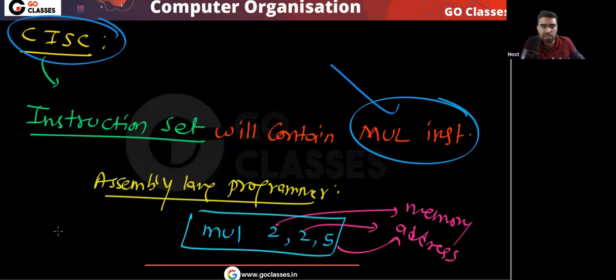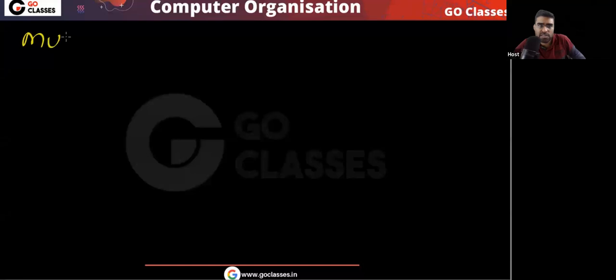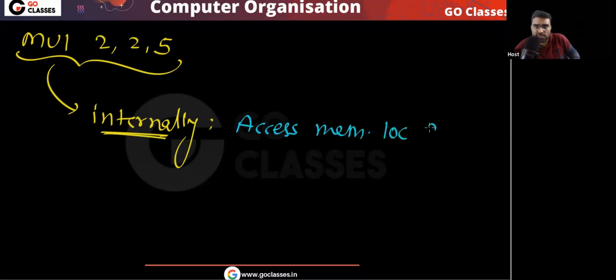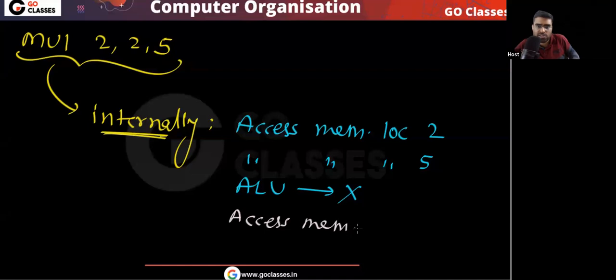Now you tell me, how will the computer know what you have to do in the background, internally? See this MUL 2 5. Internally, what will happen? First you will access memory location 2, and you will access memory location 5. Then the ALU will do the multiplication, and then you will access memory location 2 to store the result.